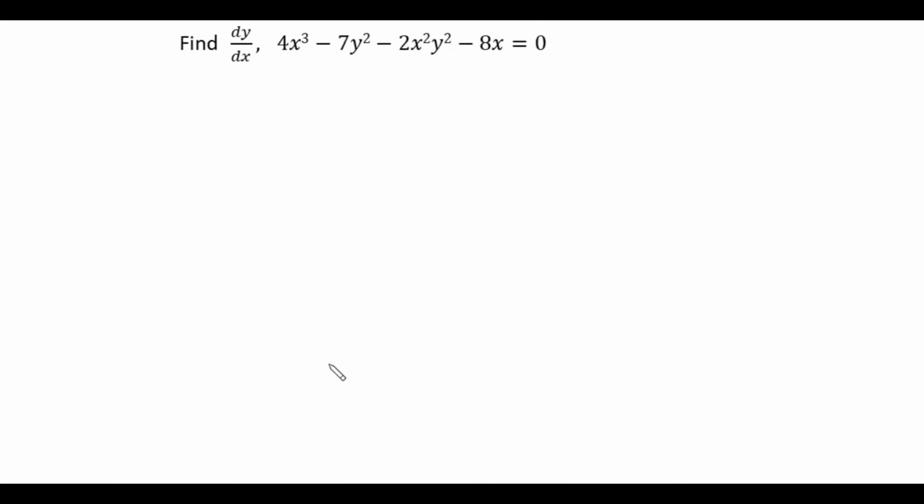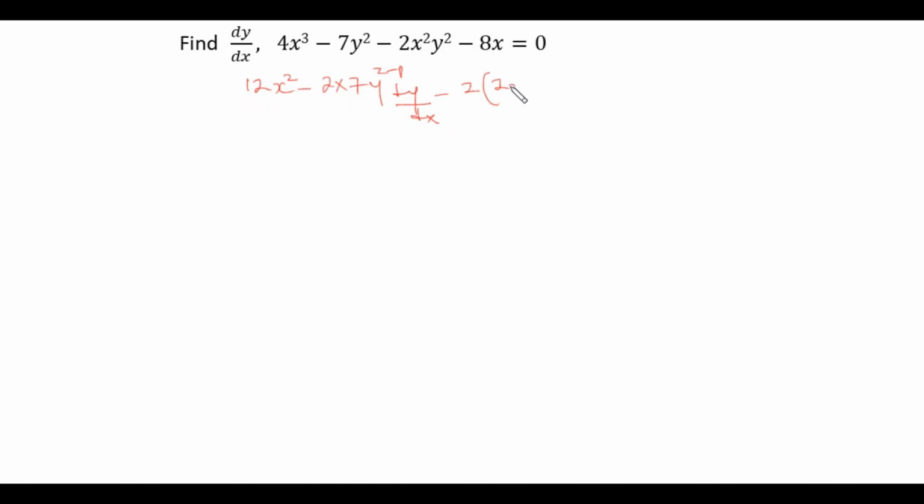So let's solve this question using the implicit method of differentiation, since we have two variables here, x and y, and we have to find dy/dx. Let's start by differentiating. For 4x cubed, differentiating becomes 12x squared, 3 times 4 is 12, and 3 minus 1 is 2. Minus 2 times the power here, 2 times 7, we have y, and then 2 subtract 1.